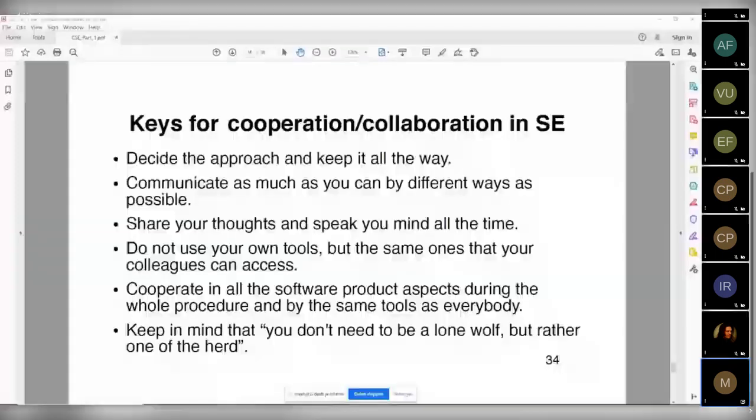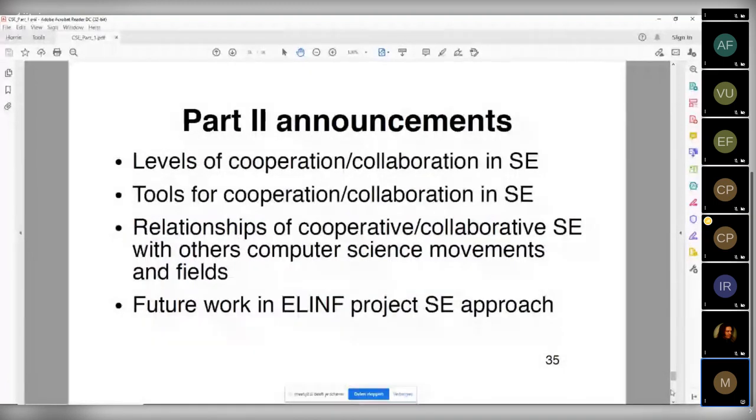I will go deeper at the team level, the company level, and the country level. I will also give some information about the tools for cooperation and collaboration for software development. At the same time, I want to make some relationships with the principles of software movements in computer science, because we had 2 talks before about free and libre open source software, which is very well related with what we are talking about today about cooperation and collaboration.